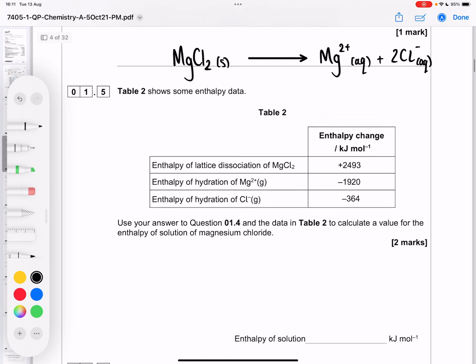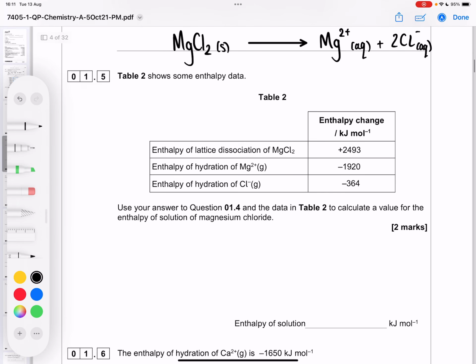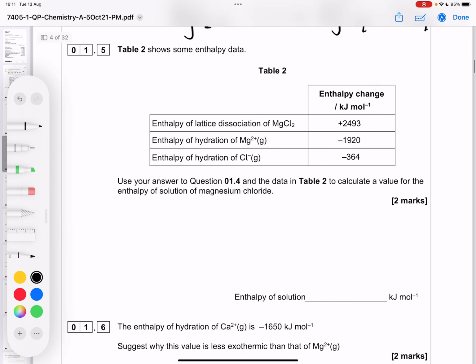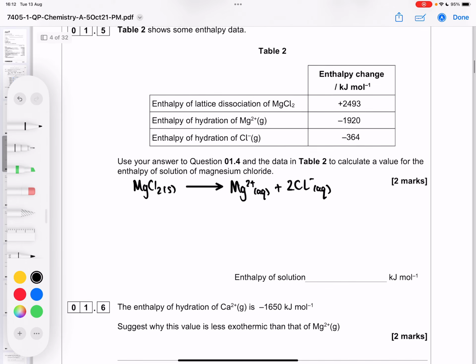Table 2 shows some more enthalpy data. We've got lattice dissociation of magnesium chloride and their 2 hydration enthalpies. It says calculate the enthalpy of solution of magnesium chloride. So I'm just going to rewrite that equation. You may have learnt a formula for this and you may want to use a formula. I prefer to use Hess's law because it's going back to first principles, helps me understand how to do things.